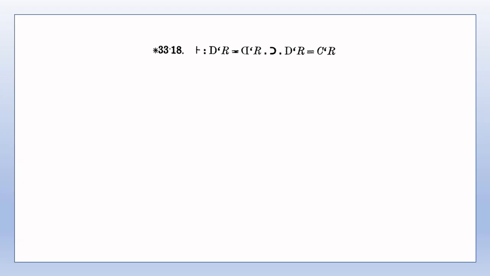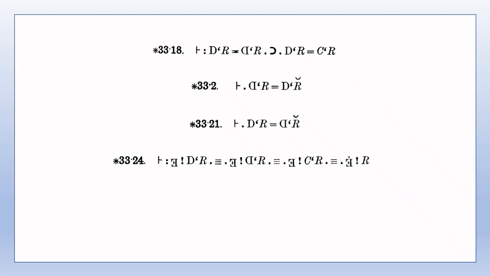33.18, if the domain and converse domain of a relation exactly coincide, then they're both equal to the field of R. 33.2, the converse domain of R is equal to the domain of the converse relation of R. 33.21, the domain of R is equal to the converse domain of the converse relation of R.